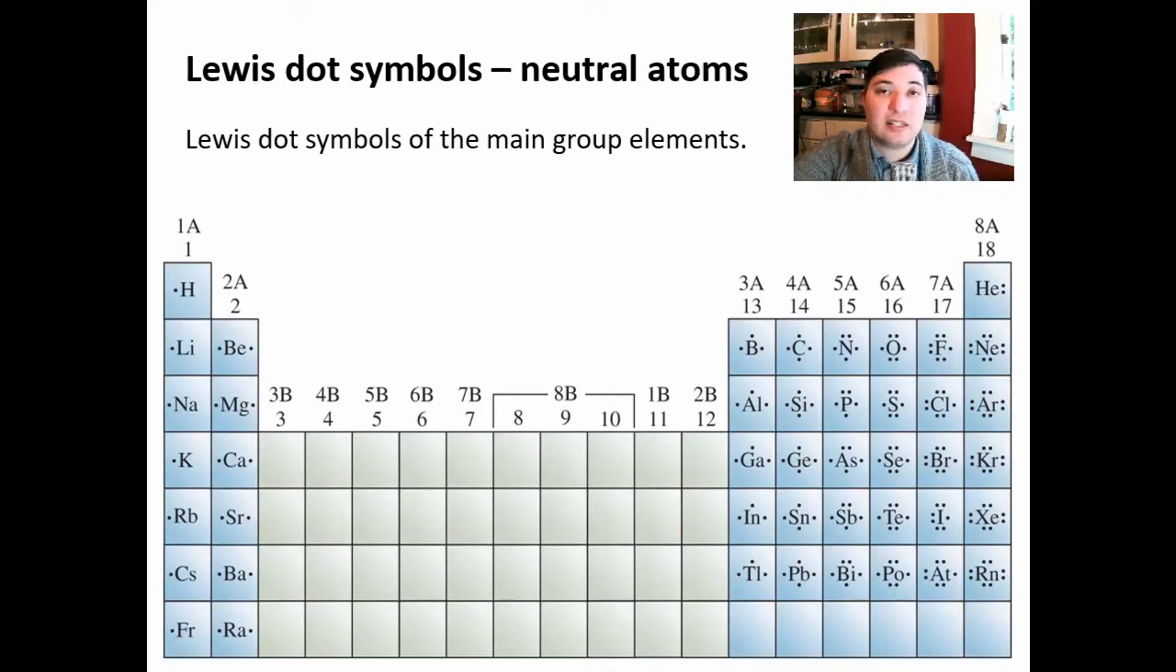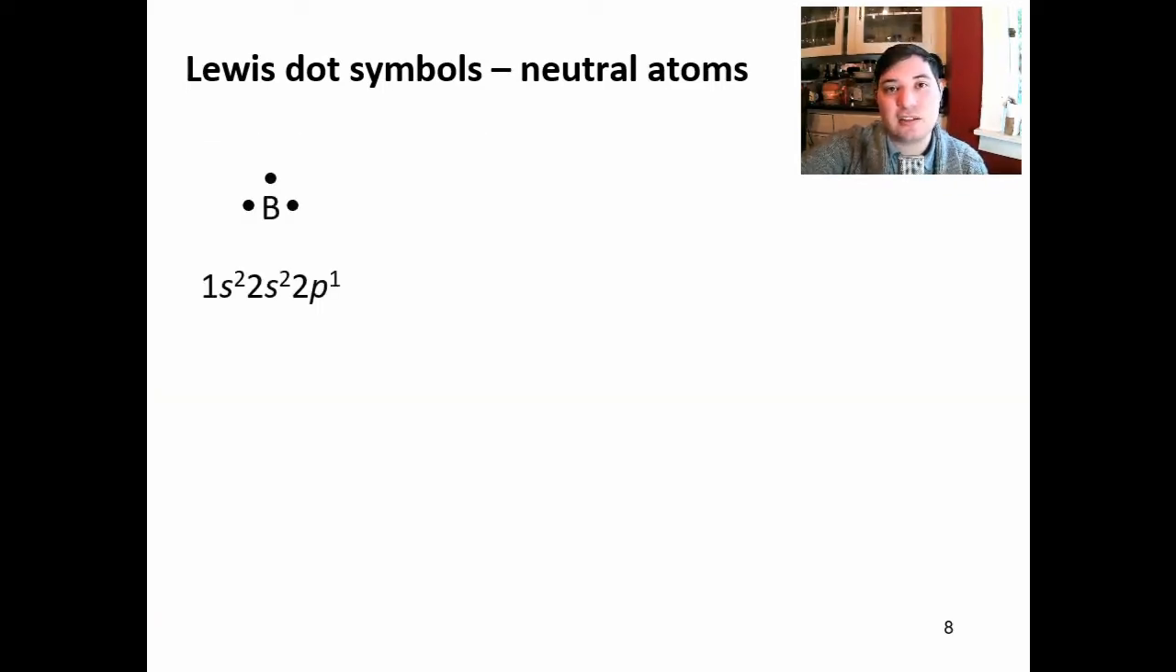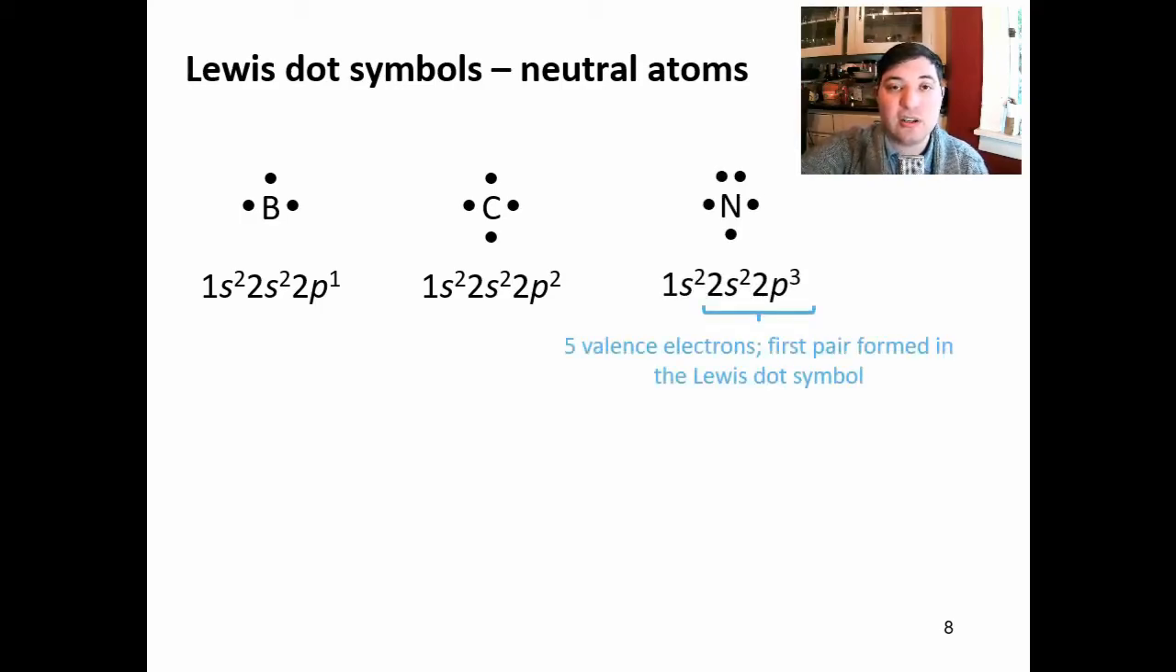So here's just an example of all of our Lewis dot symbols for all of our main group elements, group 1A through 8A. So we talked about boron. If we add one more electron and proton to be a neutral atom, that's carbon. And so you see we have 4 dots now, 4 valence electrons. And if we add another one for nitrogen, now we have 5 valence electrons. And as I mentioned before, it's only once we have more than 4 valence electrons that we begin to pair up our electrons.